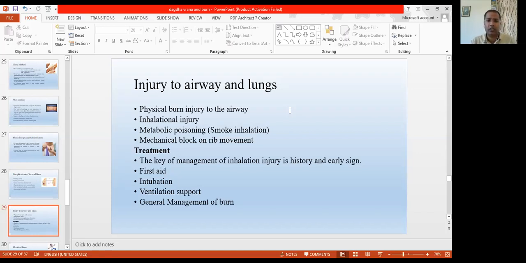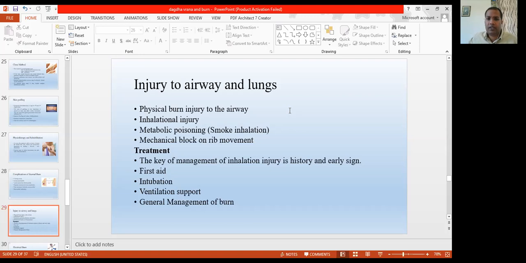As early as you intubate the patient, you will save the life of the patient, because after the 4 to 5 hours of the injury, that bronchus, that respiratory tract swells up, so later on you will not be able to intubate the patient. So as early as possible, if you suspect a respiratory tract burn injury in the patient, you must intubate the patient as early as possible.